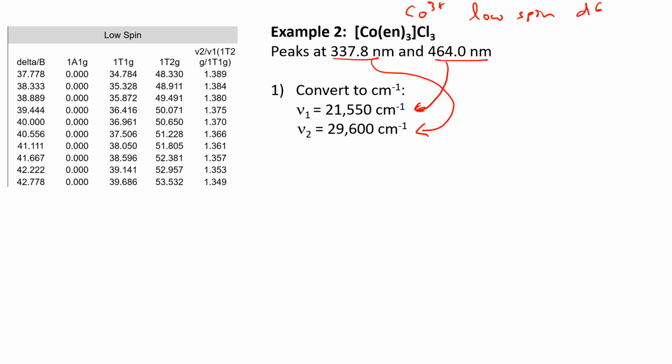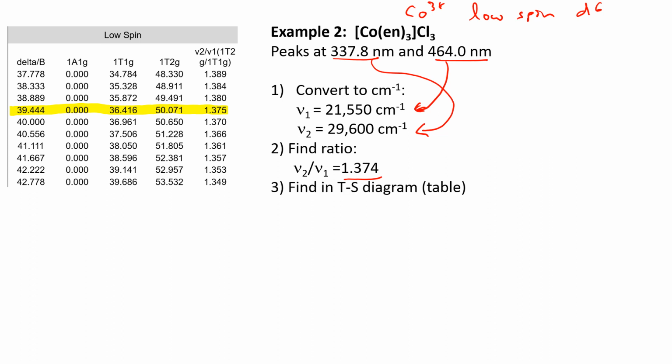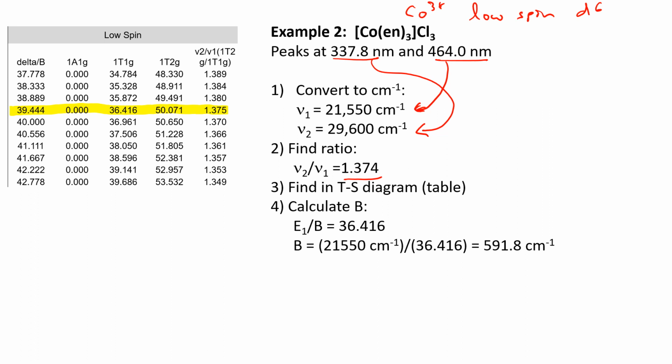So just like before, we now take the ratio, the high value divided by the low value, and here we calculate 1.374. So we need to find that in our table, and we'll just find the closest value. We'll use 1.375 as that closest value. And now we have enough information to calculate B, right? Because these units in this table are in energy over B units, right? This is E1 over B, and this is E2 over B.